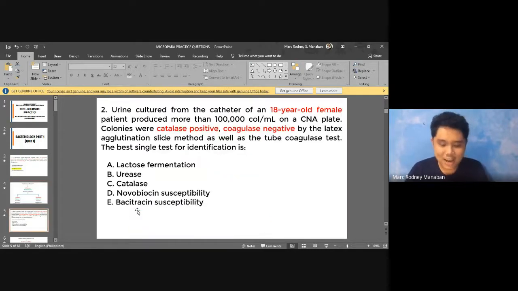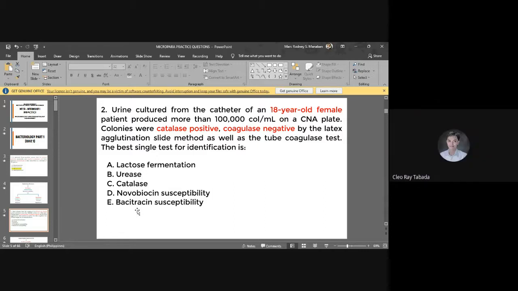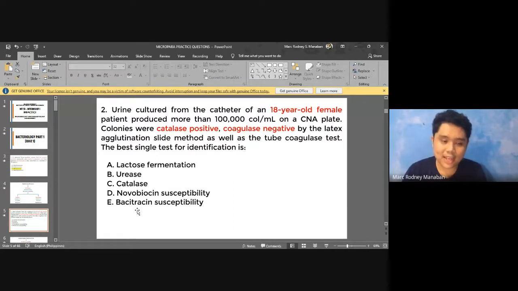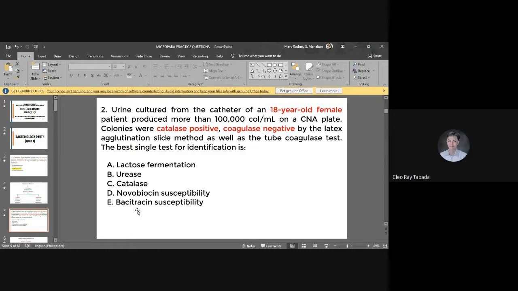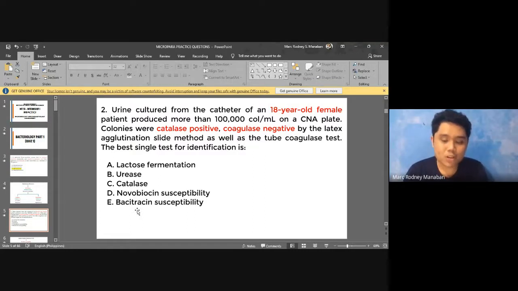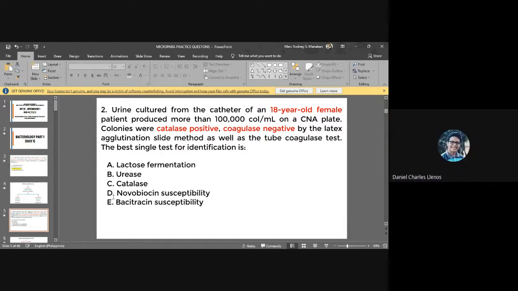Number two. The question was urine from an 18-year-old female that grew catalase positive, coagulase negative gram positive cocci. What is the next best test to identify the organism? Based on the given, it is urine, coagulase negative, and catalase positive. So which organism comes to mind? Saprophyticus. What is the next step for identification of S. saprophyticus? Novobiocin.